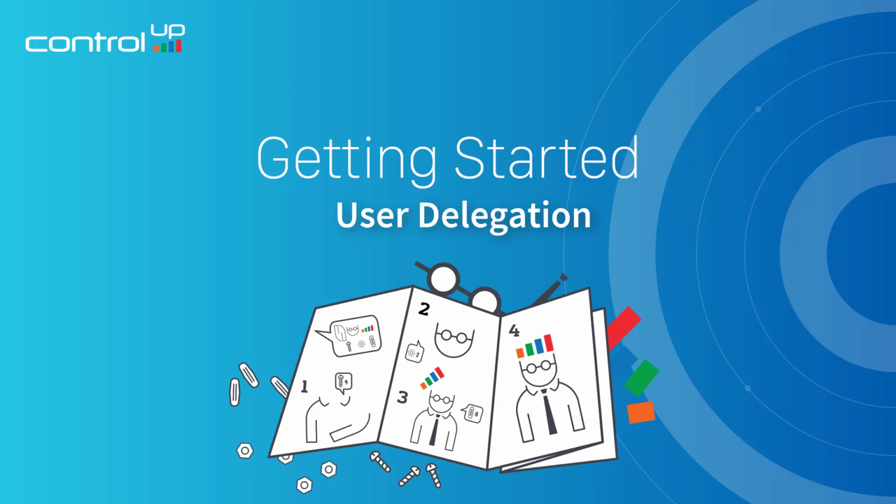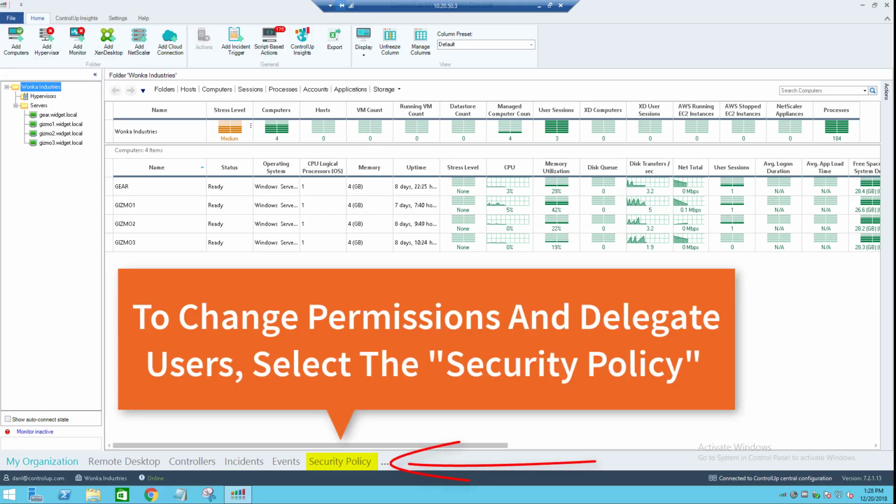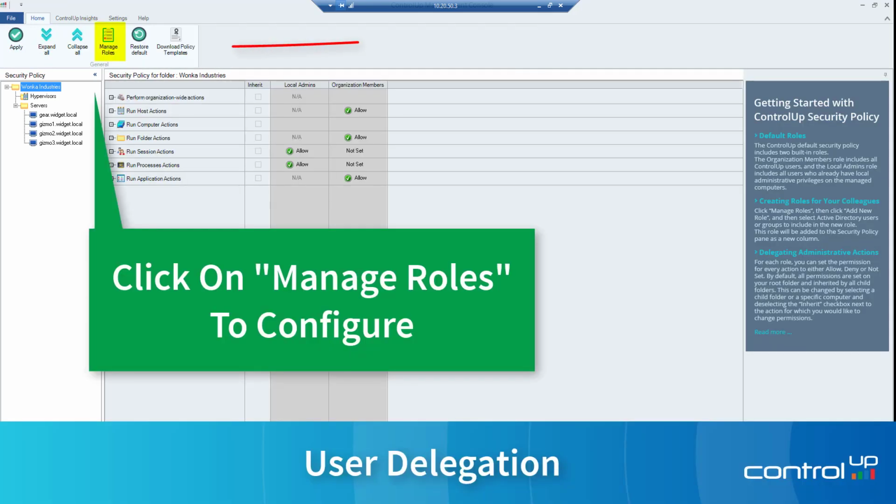To control permissions and delegate users, click on Security Policy on the bottom center of the ControlUp console. Once you're in the Security Policy pane, go to the Home tab and click on the Manage Roles button.